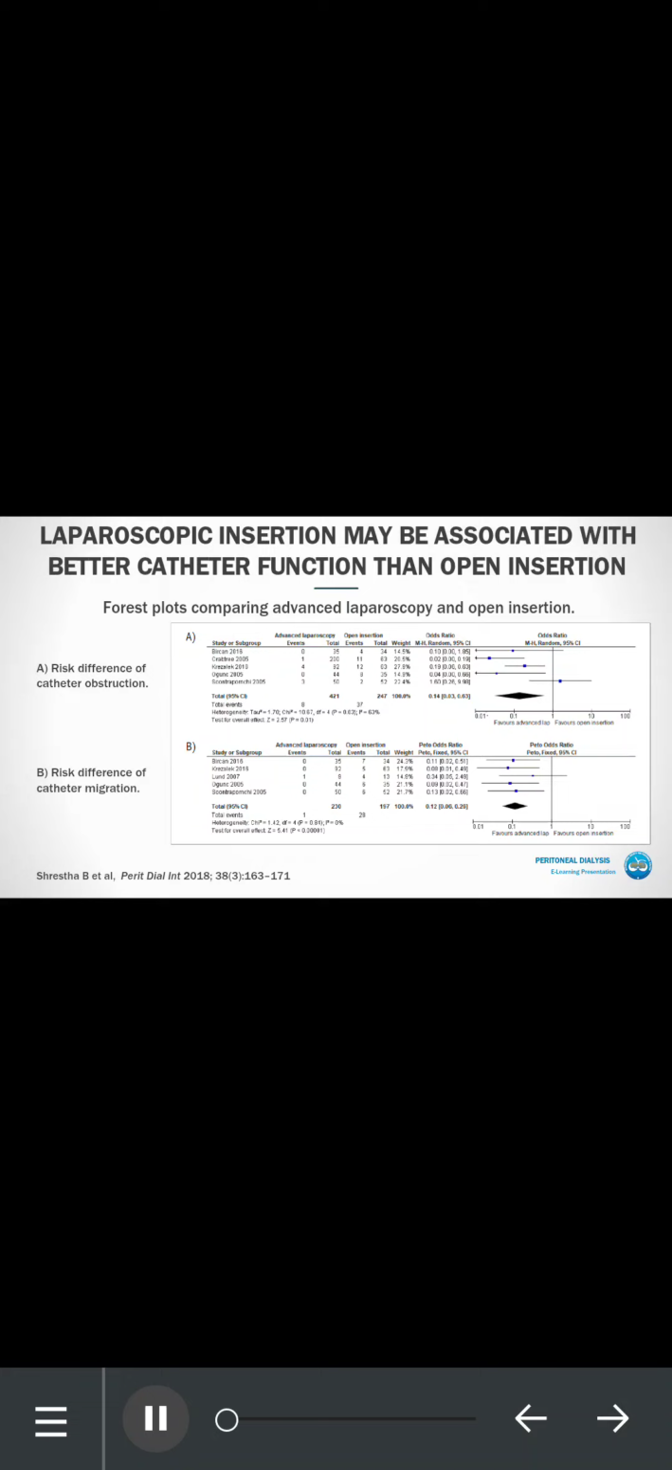Going back to laparoscopic insertion, here we have a meta-analysis from Badri Shrestha, also working in Sheffield, looking at cohort studies and at studies of the advanced technique. You can see through that analysis that advanced laparoscopy, where a range of other techniques are combined, such as omentopexy, adhesiolysis, or pre-peritoneal tunneling, techniques that can be added using the laparoscope, compared with open surgical insertion, did appear to have an advantage in terms of catheter migration or catheter obstruction.